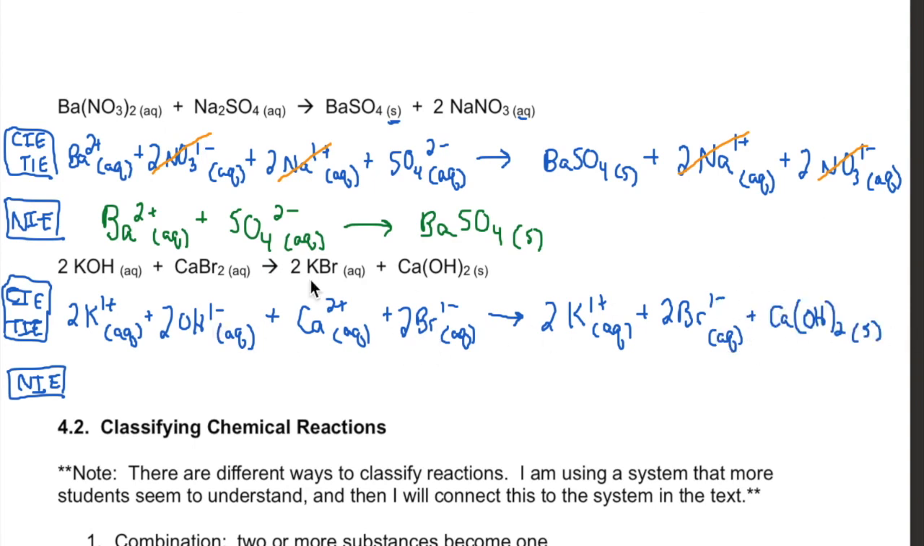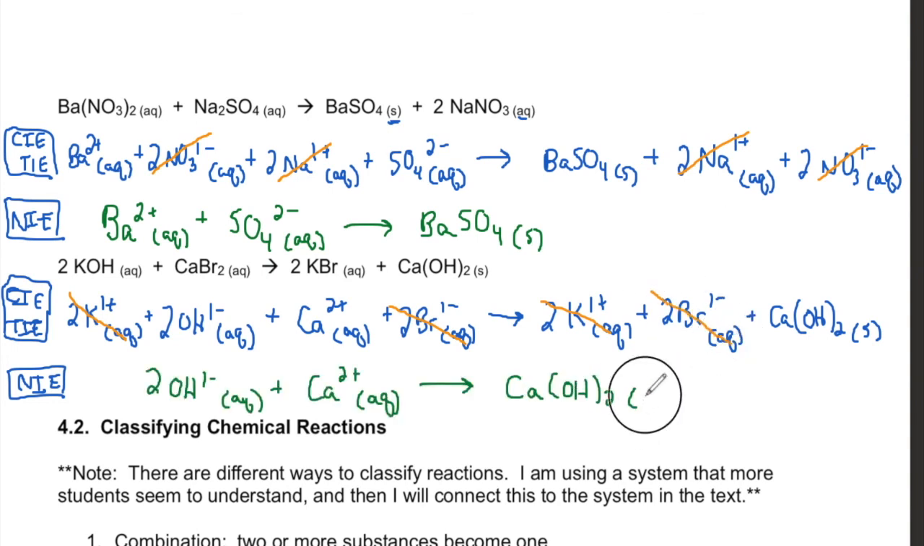So here we have our total ionic equation, or complete ionic equation. The things that are not doing much are the potassium ions and the bromide ions. And the net ionic equation, the things that are changing, are that two hydroxide ions are coming together with a calcium ion to form solid precipitate of calcium hydroxide.